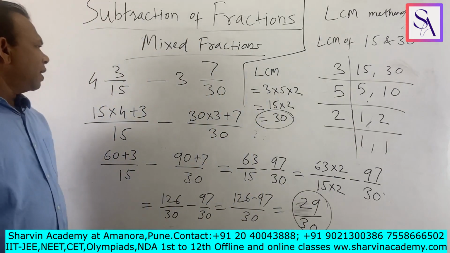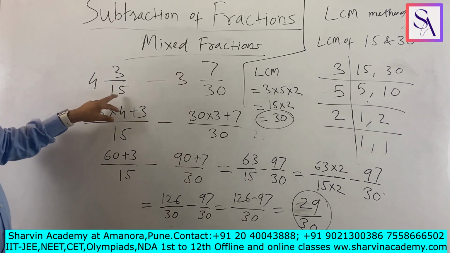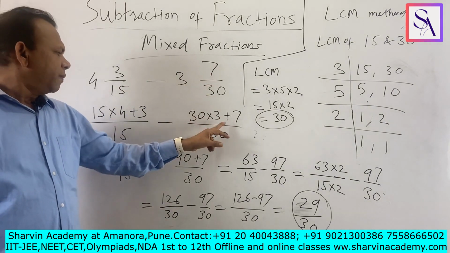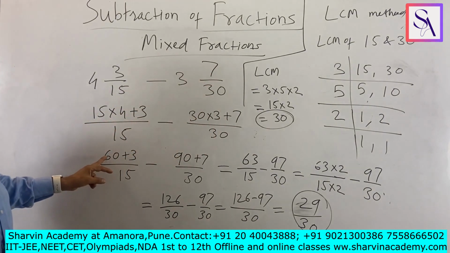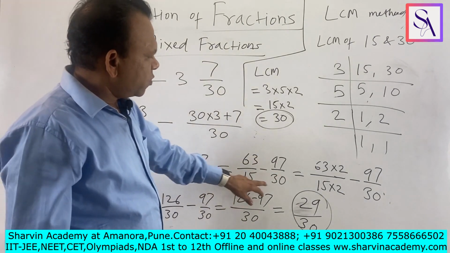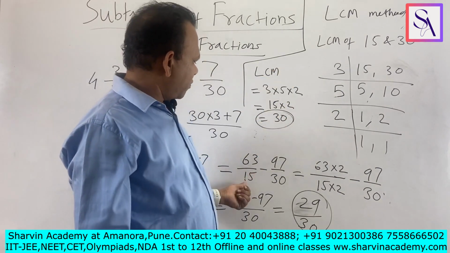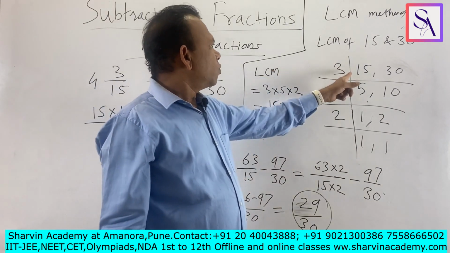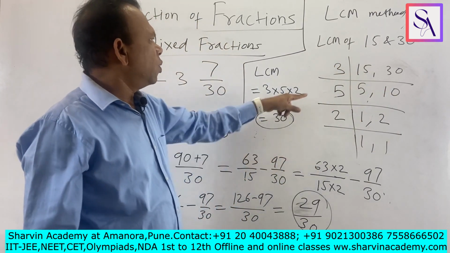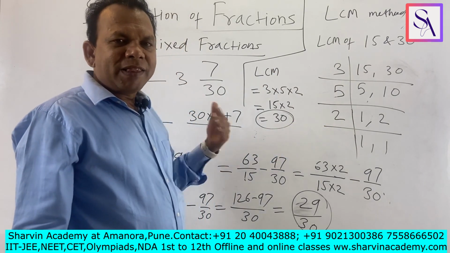So what I have done? I have converted this mixed fraction into improper fraction. How to convert? 15 into 4 plus 3, 30 into 3 plus 7, right? I did this calculation, it came 63 by 15, 97 by 30. Then these two are unlike fractions, so I have to solve it by LCM method. So I have taken LCM of 15 and 30. So this is the method, 15 and 30. So my LCM came 30. You know how to calculate LCM right now. So you are habituated to calculate LCM right now.